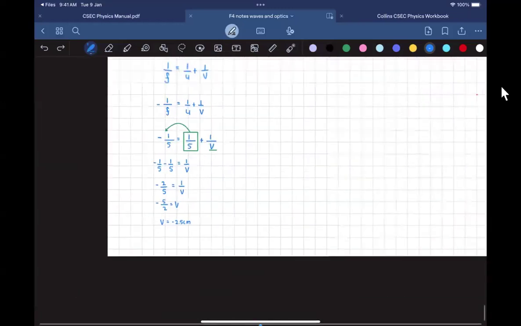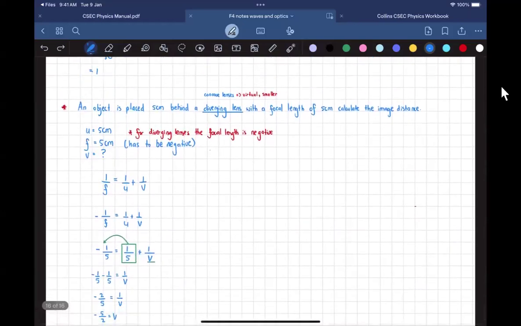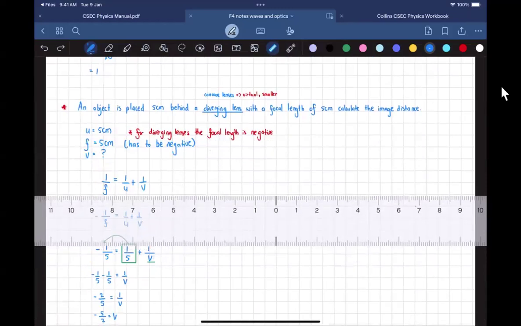And let me see if that makes sense. Let me actually do the diagram for that. So Justin, I want you to help me with this.